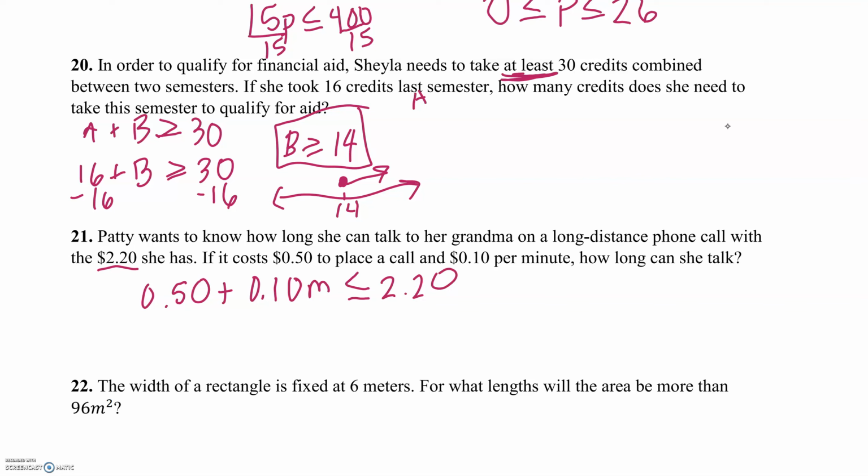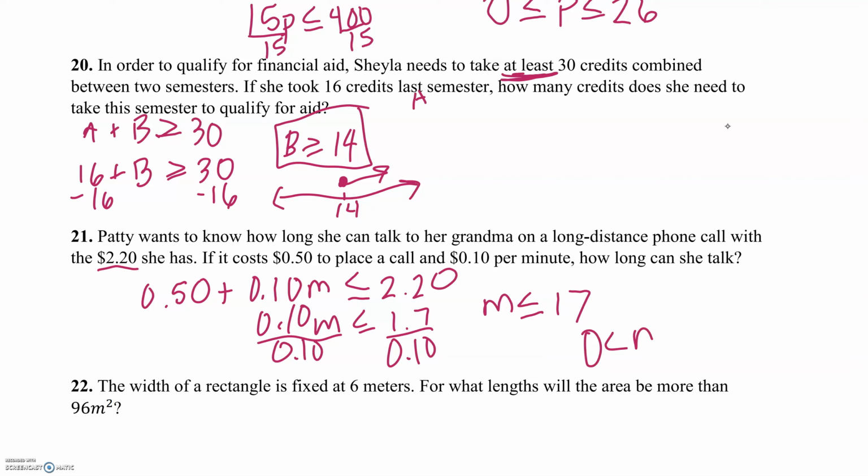So I'll solve for M, subtract 50 from both sides. And I get 1.70, or just 1.7. Divide by that 10 cents. And the minutes is less than or equal to 17. Okay. And she's going to talk to her grandma for a positive amount of time. So again, we can't have it be negative. So we're going to add that at the beginning.